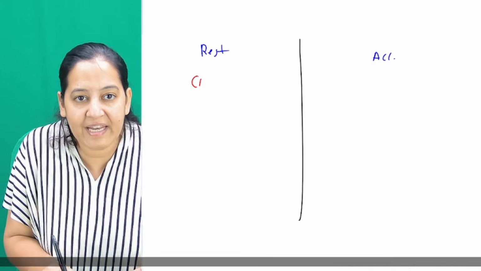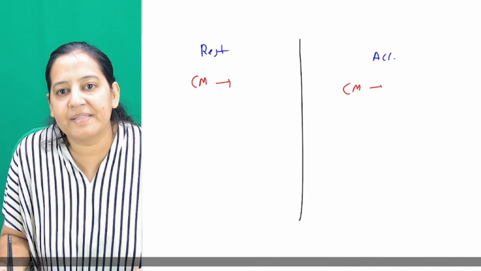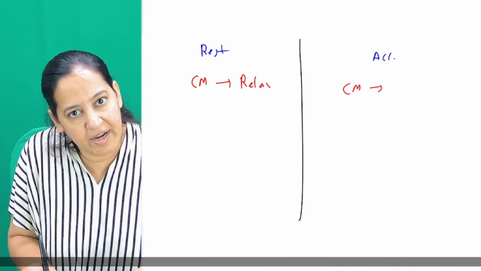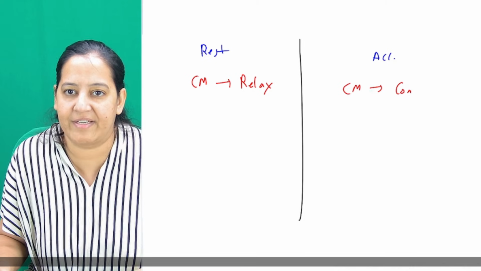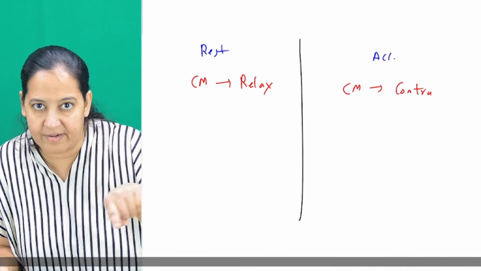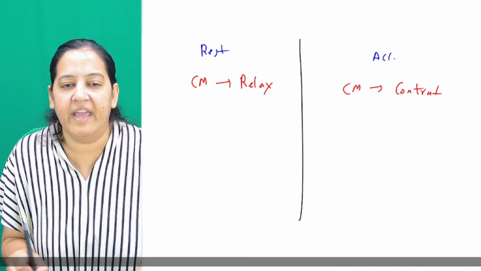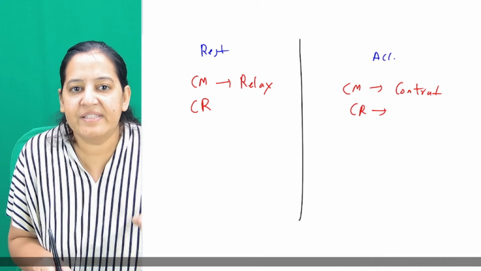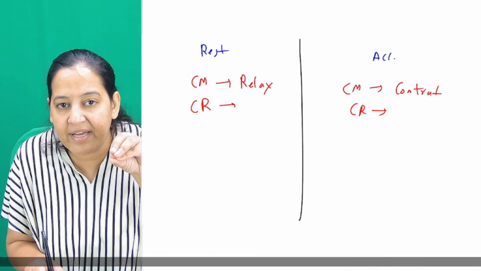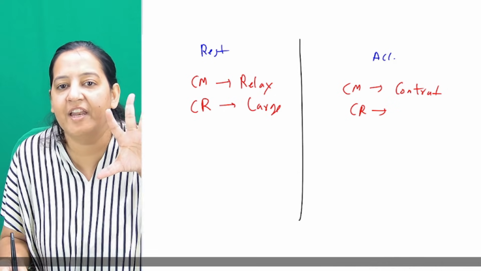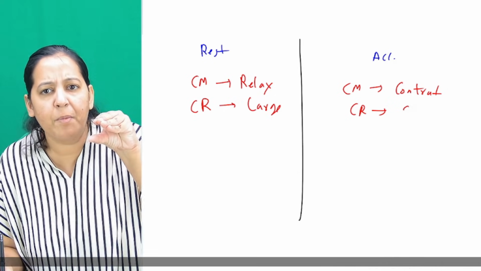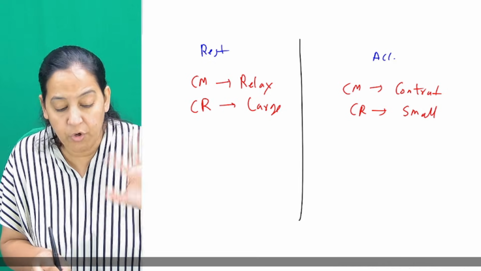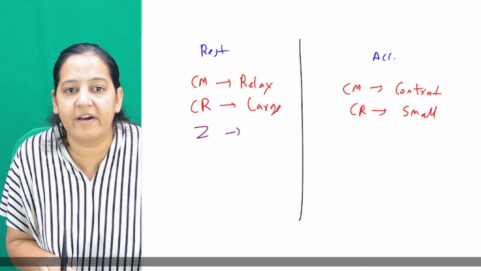During rest, the ciliary muscle relaxes. During accommodation, the ciliary muscle contracts. The ciliary muscle is like a ring from the front. So what happens to the ciliary ring? If the ciliary muscle is relaxing, the ring is large. If the ciliary muscle is contracting, the ring becomes small. Now you imagine what happens to the zonules here and here.